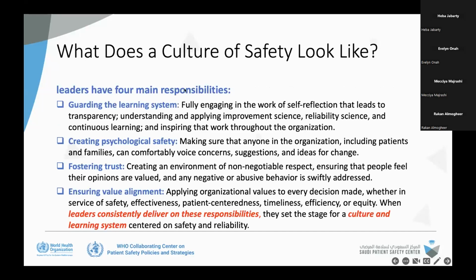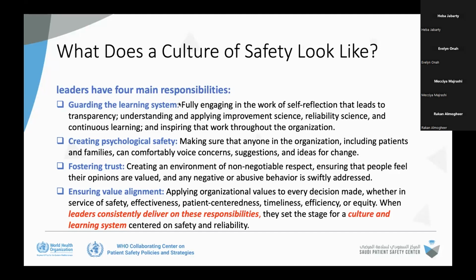What does a culture of safety look like? As we say, leaders should adopt the learning system when they fully engage in the work of self-reflection that leads to transparency. Then they have to understand how things are going, the reliability system, science, and continuous learning. They have to inspire others to act safely. What else do they have to do? They have to create psychological safety. People in your organization have to feel free to speak up, give suggestions, and share ideas. Not only this, they have to foster trust.